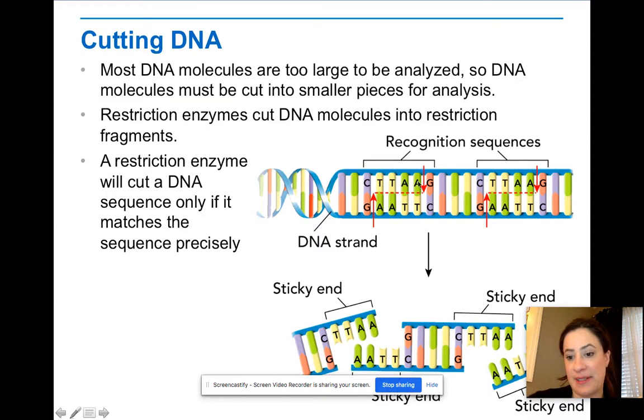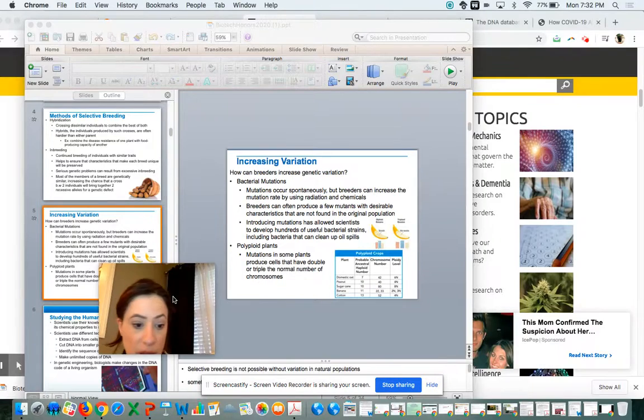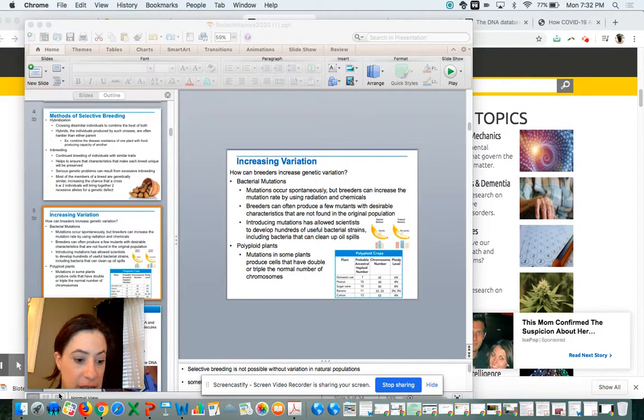Here is a set of double-stranded DNA, and these restriction enzymes, the analogy is molecular scissors. You can think of them as scissors. There are all different enzymes that are able to cut the DNA. One restriction enzyme is called EcoR1. It's called Eco because it comes from E. coli. So this is a restriction enzyme that was originally in E. coli.